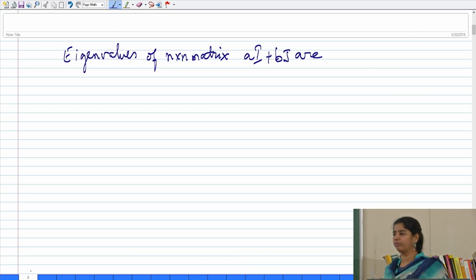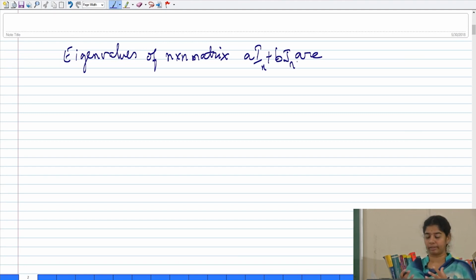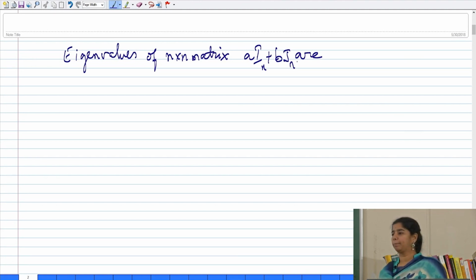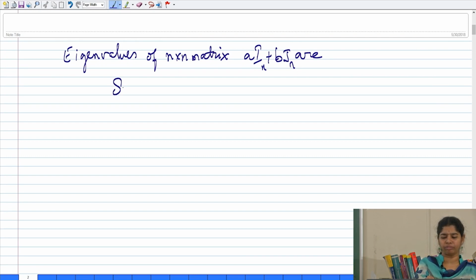As a refresher, we will start by looking at the n by n matrix formed by the sum of these two matrices: A times I, the n by n identity matrix, and B times Jn, where Jn is nothing but the matrix of all ones. So what can we say about the eigenvalues of this matrix, A I plus B J? What do we know about the spectrum of J?